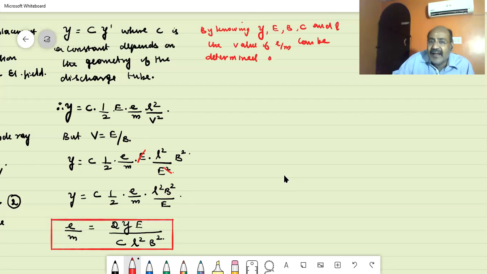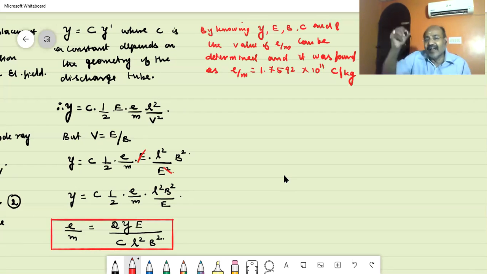and it was found as e by m equal to 1.7592 into 10 to the power of 11 coulomb per kilogram. So this is the second method by which we are able to determine the value of what? Value of e by m.